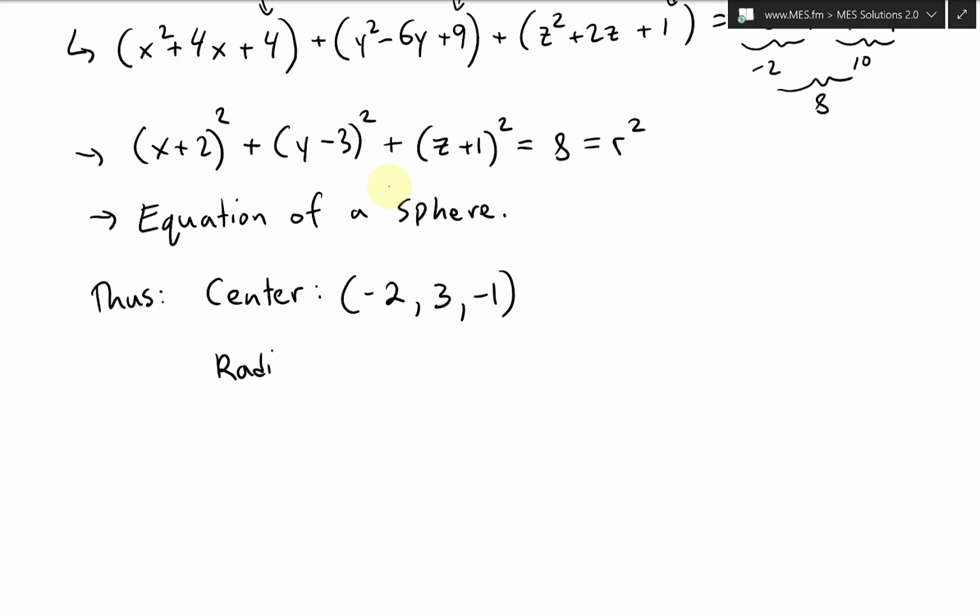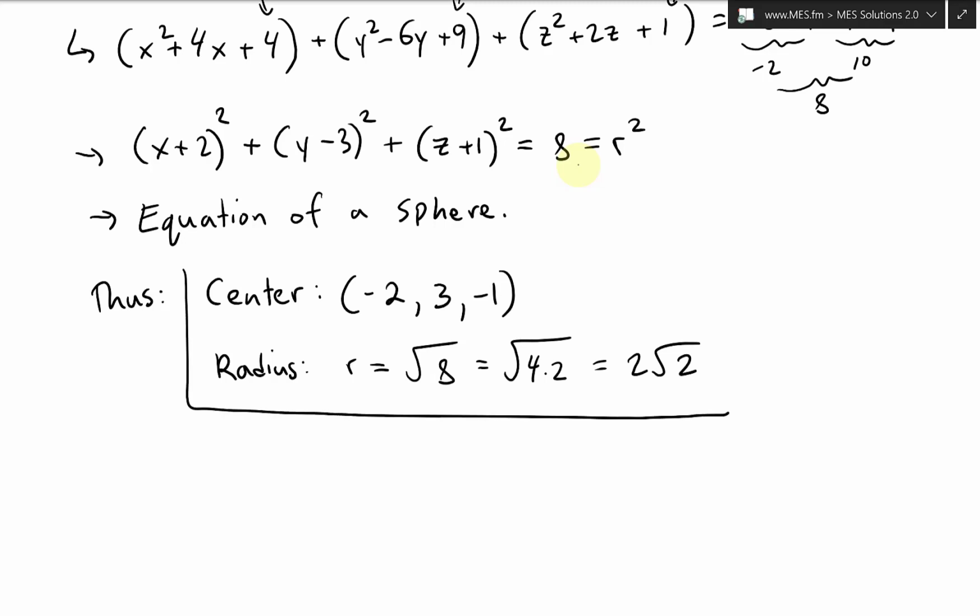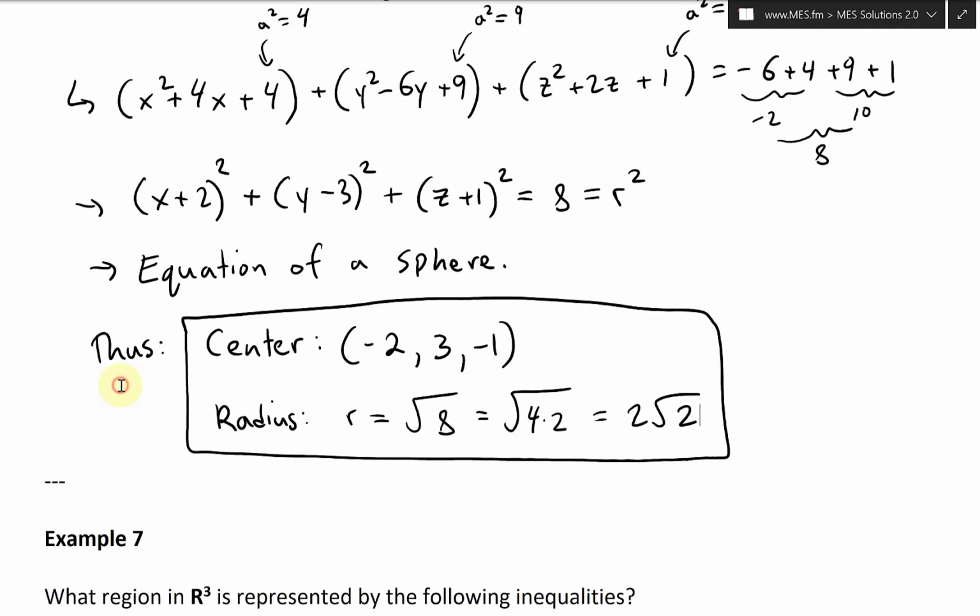Radius is going to be r squared. I mean, r is just going to be the square root of 8. The square root of 8 equals, well, it's simplified, the calculus books usually do that, 4 times 2, so the 4 becomes 2. So 2 times the square root of 2, and we're looking only at the positive of the square root. So that is the radius, and we could just box out the center and the radius.